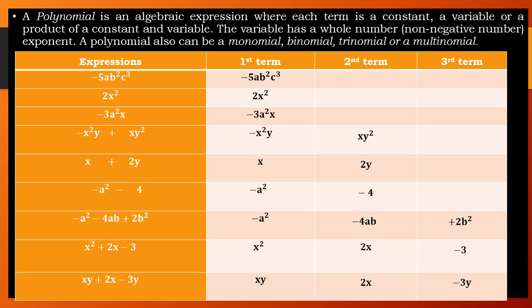Last expression, we have xy plus 2x minus 3y. The first term is xy, the second term is 2x, and the last term is negative 3y.